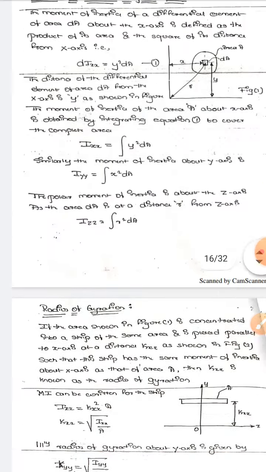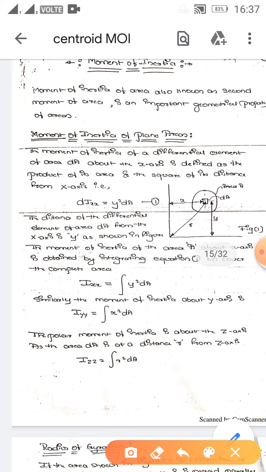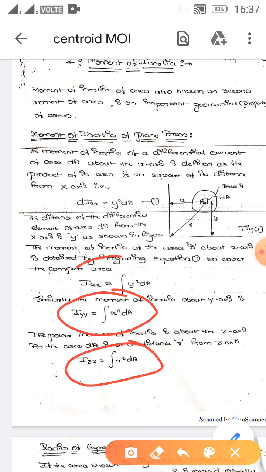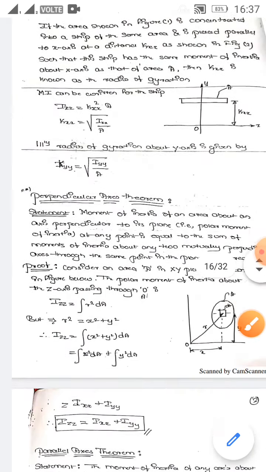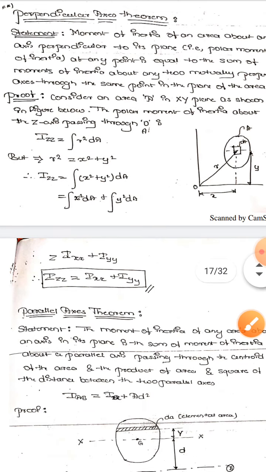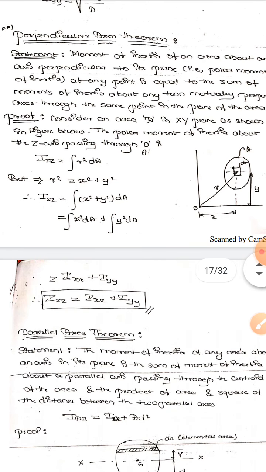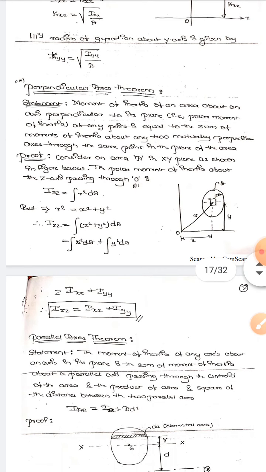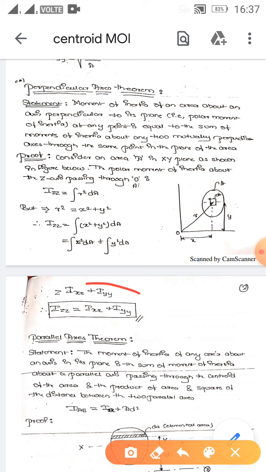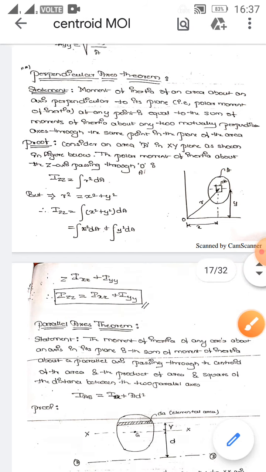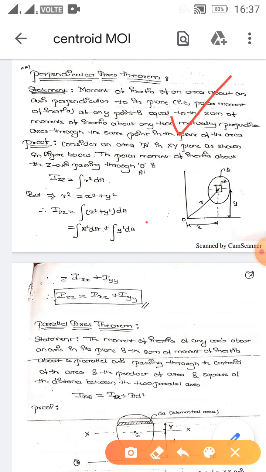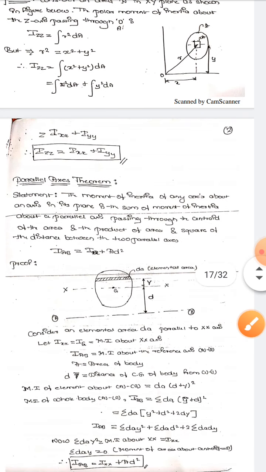We have seen it here in my notes above. When I substitute these three segments, we get our perpendicular axis theorem statement itself, which is Izz is equal to Ixx plus Iyy. Hence proved. This is the only small theorem we have, with the statement and the proof that we are supposed to do. We go to the next part.